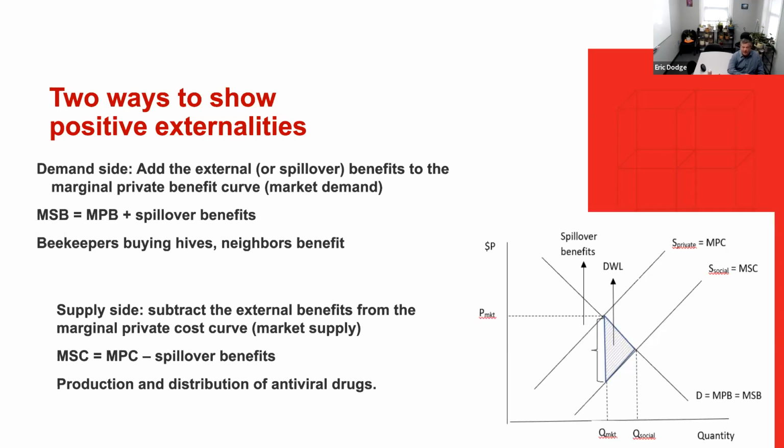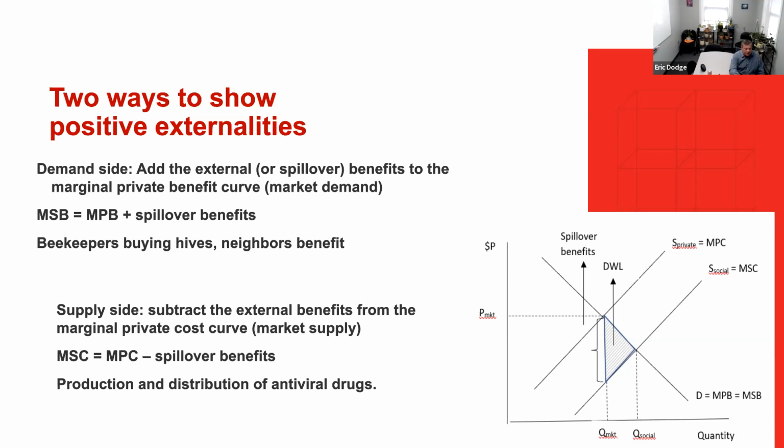So here's how you draw that. You have the marginal private costs of producing the drugs that lies vertically above the marginal social cost. And the vertical gap, again, is the spillover benefit that we would subtract. Once again, the market quantity is to the left of the socially efficient quantity. And that deadweight loss triangle is reflecting that inefficiency, that this market is producing too few of a good thing.